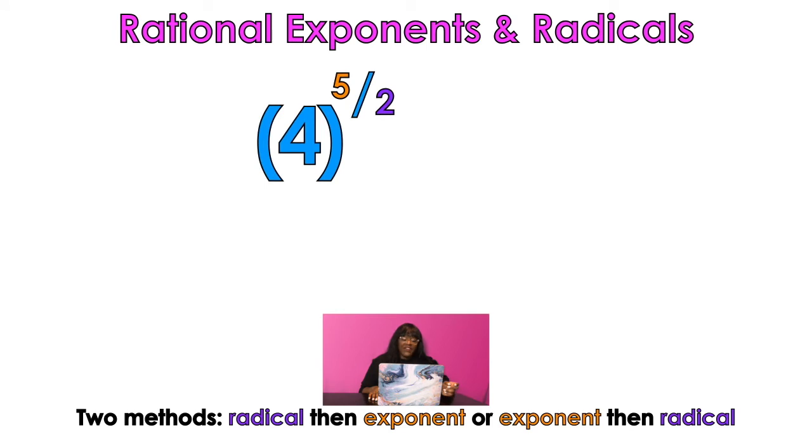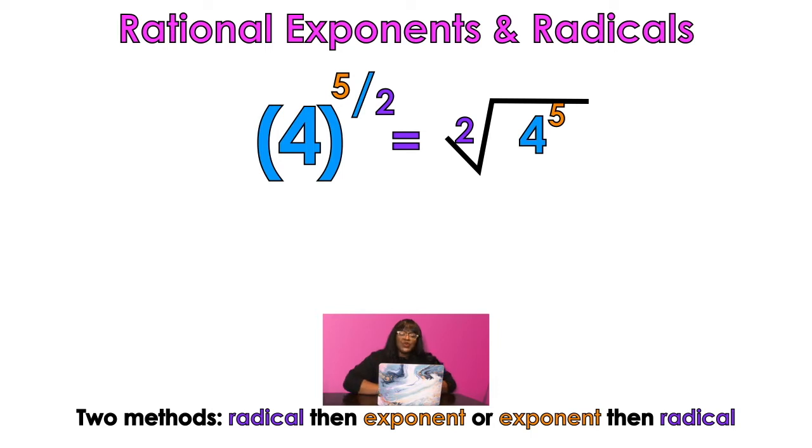4 to the 5/2. The 2 is going to become my index, because it's the bottom number. So I have a square root of 4 to the 5th power. Do I need that 2? I sure don't, because remember, when it's a square root, I do not have to write that it's a square root. It's understood if there's no number in there for that index. But I'm going to baby you for now and leave it.